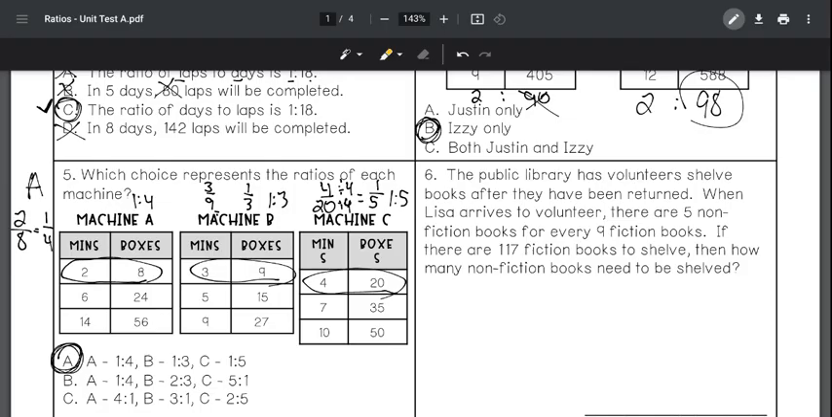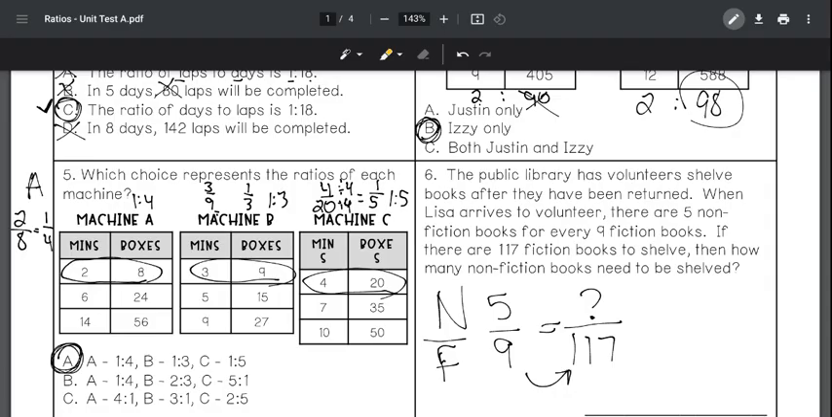Number 6. The public library has volunteers shelve books after they have been returned. When Lisa arrives to volunteer, there are 5 nonfiction books for every 9 fiction books. If there are 117 fiction books to shelve, then how many nonfiction books need to be shelved? So, how do I go from 9 to 117? That's what we're trying to figure out.